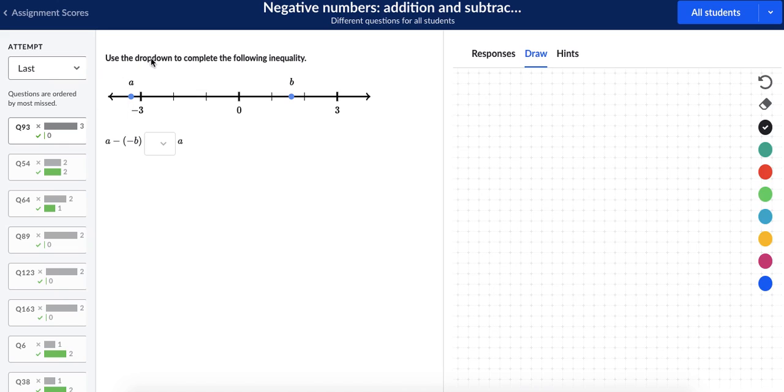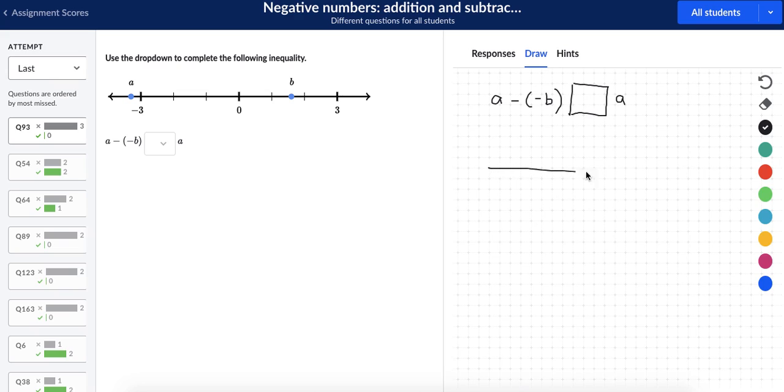Okay, so taking a look here at a number line, we've been given estimations of these numbers. We can see that there's a uniform scale right here. But first of all, let's just take a look at what we're being asked to get. We're being asked to get a minus negative b, and is that greater than, less than, or equal to a? What we're looking at here is taking away from a value that is equal to negative b.